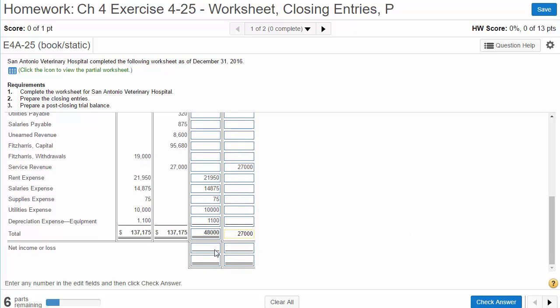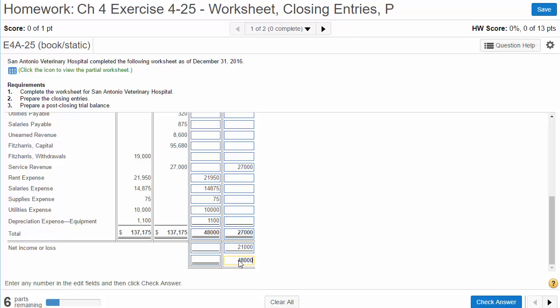Scrolling down, we need to input our net income or net loss. In this case, it's a net loss. So what we're going to do is subtract these two numbers, and we're going to find out that the balancing amount is 21,000. So in other words, 48,000 minus 27,000. Or if you want to say the revenues, 27,000 minus 48,000 gives us a $21,000 loss. So to make these two columns balance, we need to put the difference on the smaller side. And then we also need to remember that this is a loss, $21,000 loss. And then we can do our grand totals.